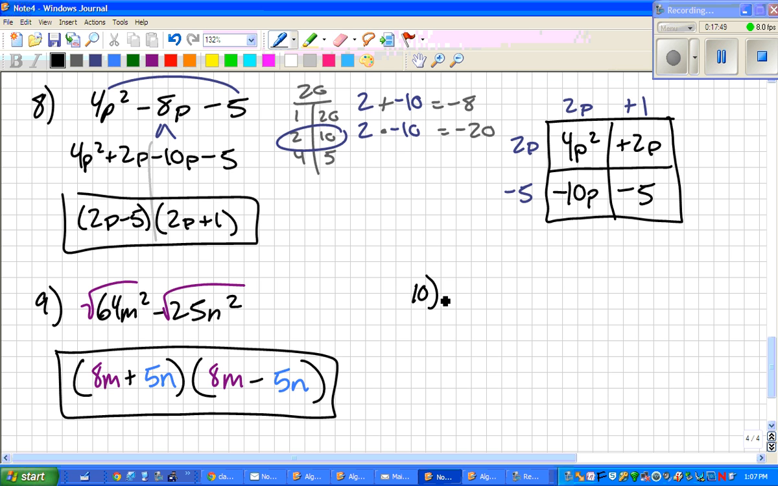Okay, now I've got room for number 10 right here. So 12c squared minus 48d squared. Okay, ask yourself, is there a GCF? There is. You can take out a 12, and once you take out the 12, you're left with c squared minus 4d squared. Okay, and this is the difference of two squares again. I want you guys to pause it and see if you can figure out the rest of this. Good luck.